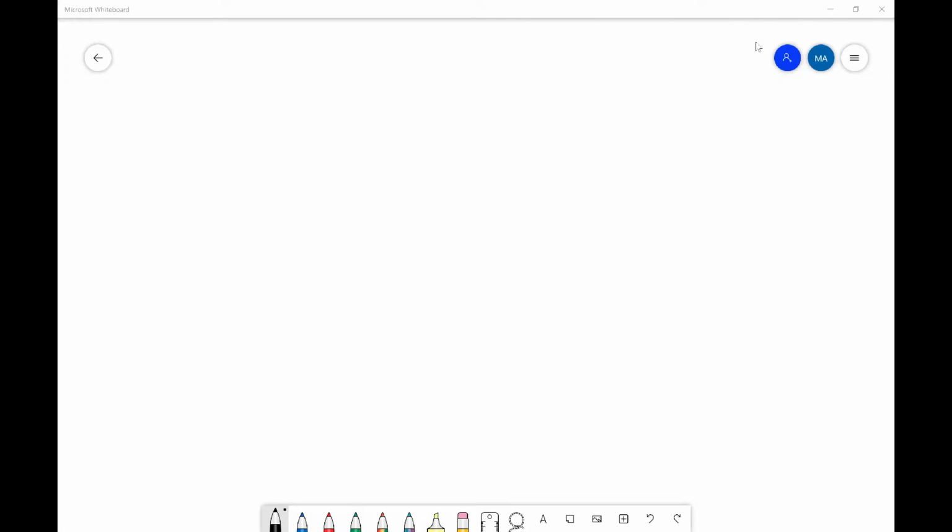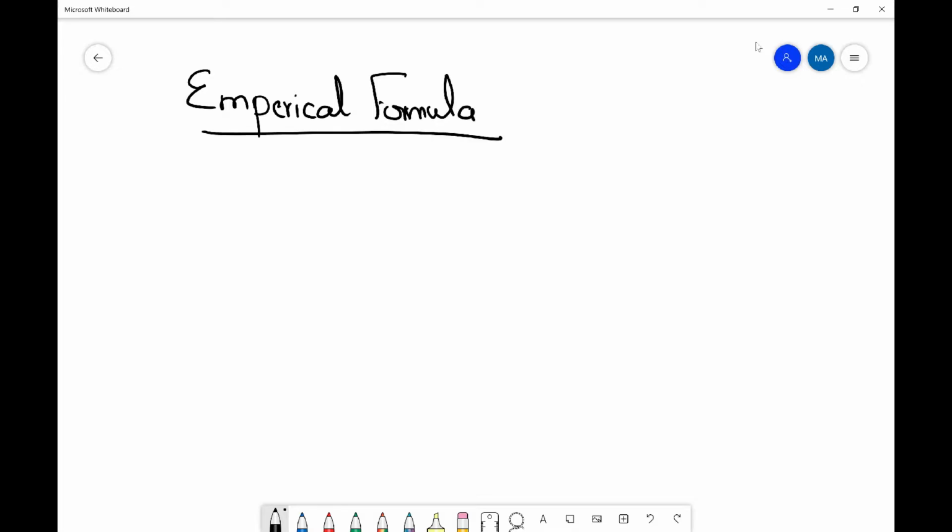All right, so moving on to empirical formulas today. Empirical formula is basically the simplest whole number ratio of elements. When you simplify a molecular formula, the simplified version is known as the empirical formula.